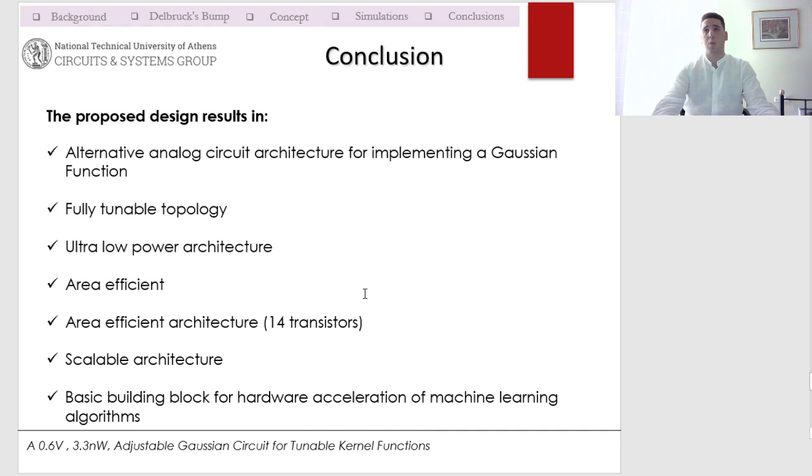A compact, ultra-low power, low voltage, 14 transistor Gaussian function circuit has been presented in this work. The proposed circuit accurately emulates a Gaussian function with adjustable center, height, and width. Both theoretical analysis and post-layout simulation results demonstrate the proper operation. Of course, it could be used as a building block for hardware acceleration of machine learning algorithms.